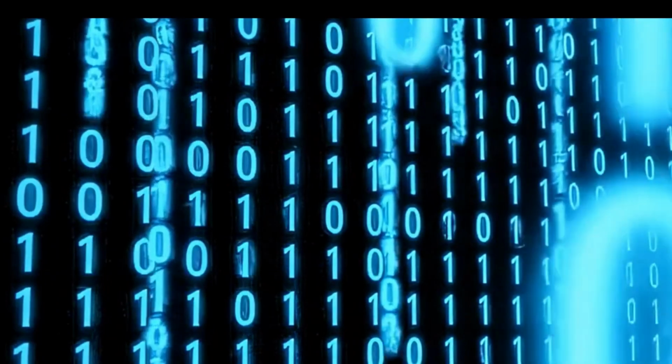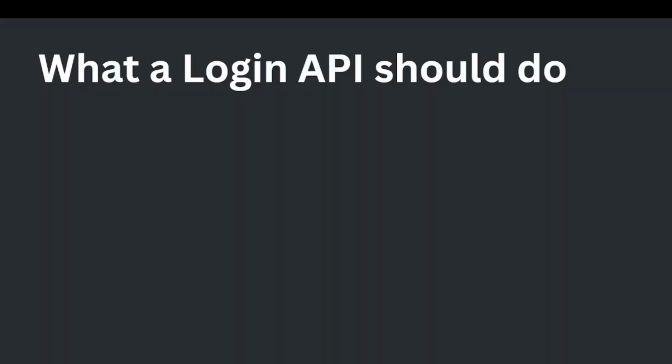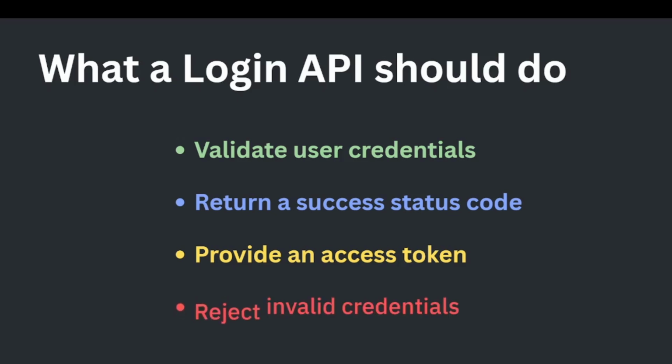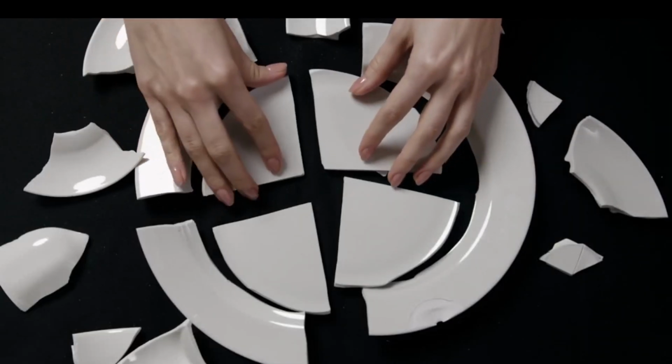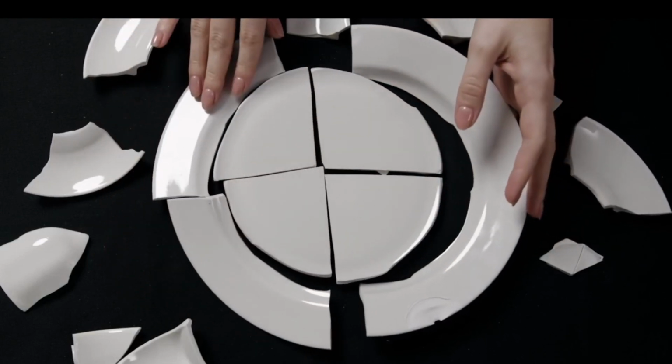Before writing any test, let's understand what a login API is actually supposed to do. A correct login endpoint must validate user credentials, return a success status code, provide an access token, and reject invalid credentials clearly. If any of these fail, the API is broken, even if the UI still looks like it works.